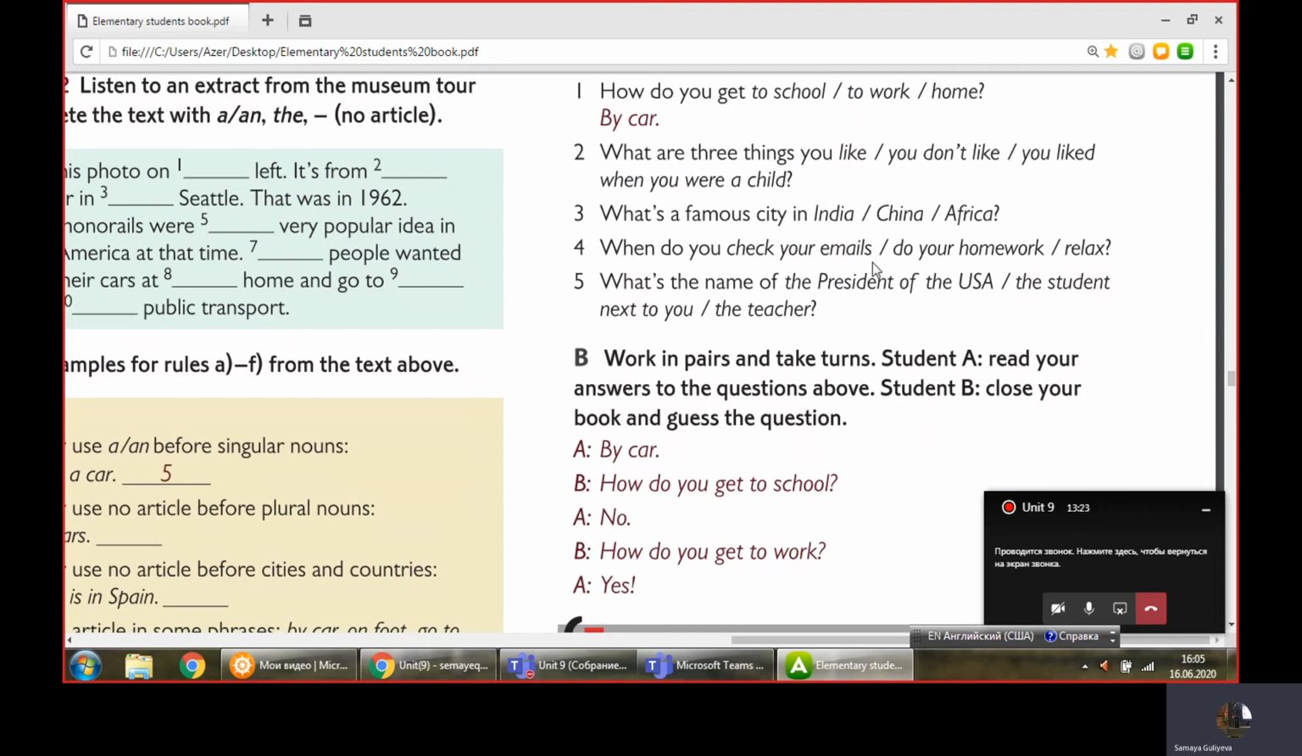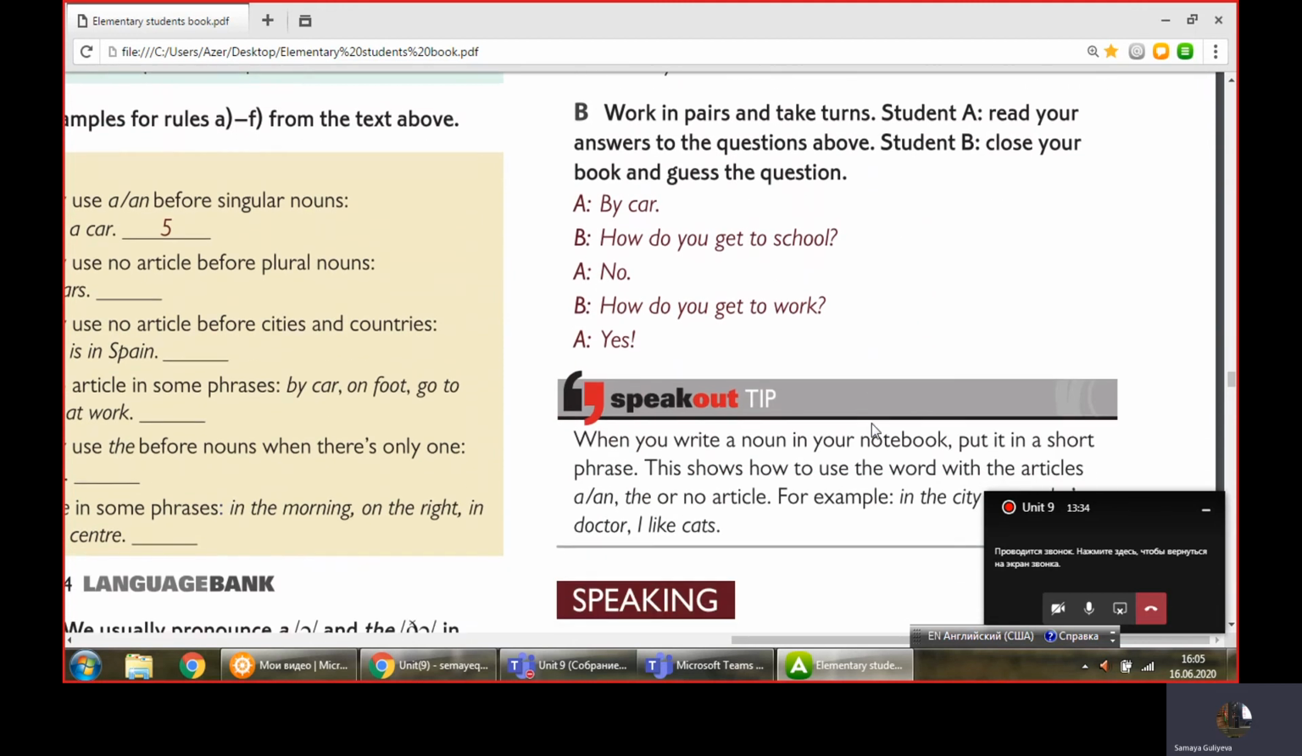When do you check your emails? And what's the name of the president of the USA? Or maybe what's the name of the student next to you, or the teacher? Like this.